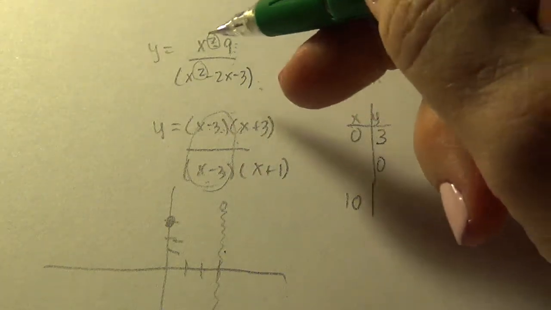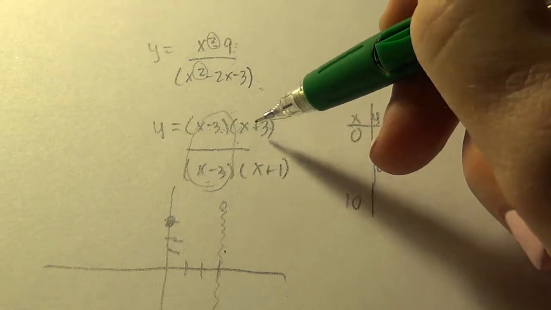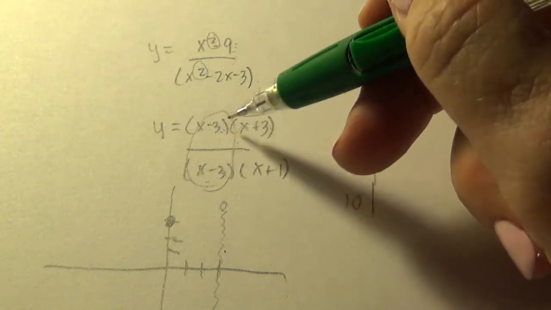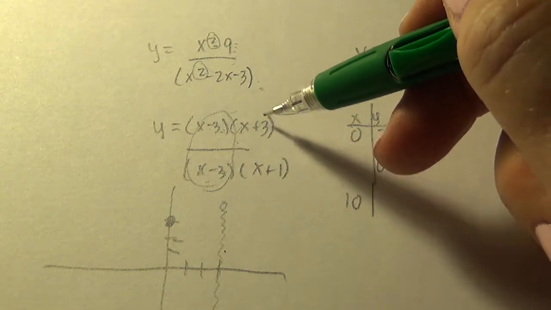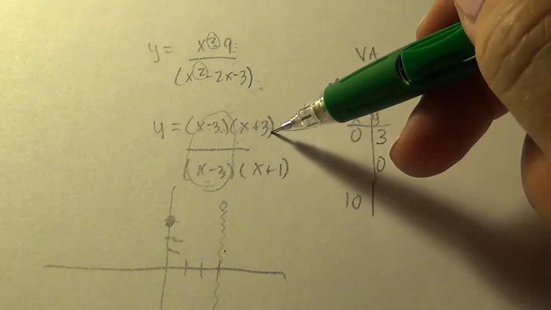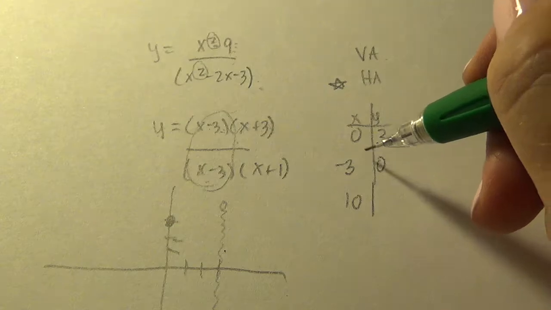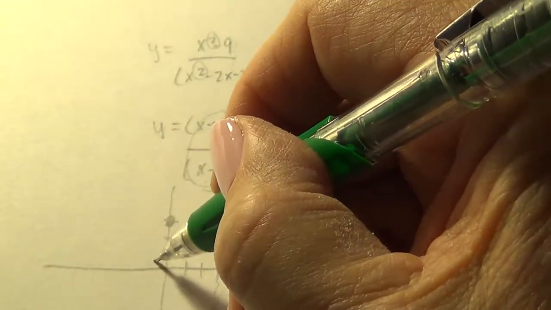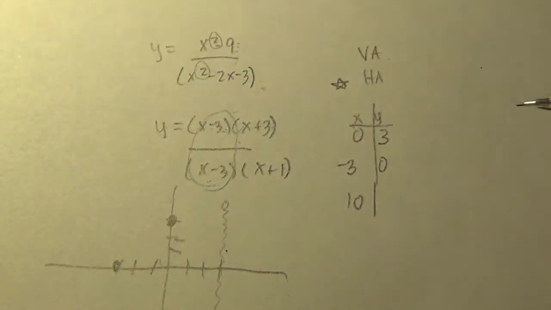And then when I zero out y, remember the denominator won't count, so I'm going to use this form. And I know that x minus 3 is not a 0, and it's not an asymptote, so I'll ignore that. But what would cause this y to be 0? x equals minus 3. So I'm going to do minus 3, 0. Right there. And give myself a good starting point.